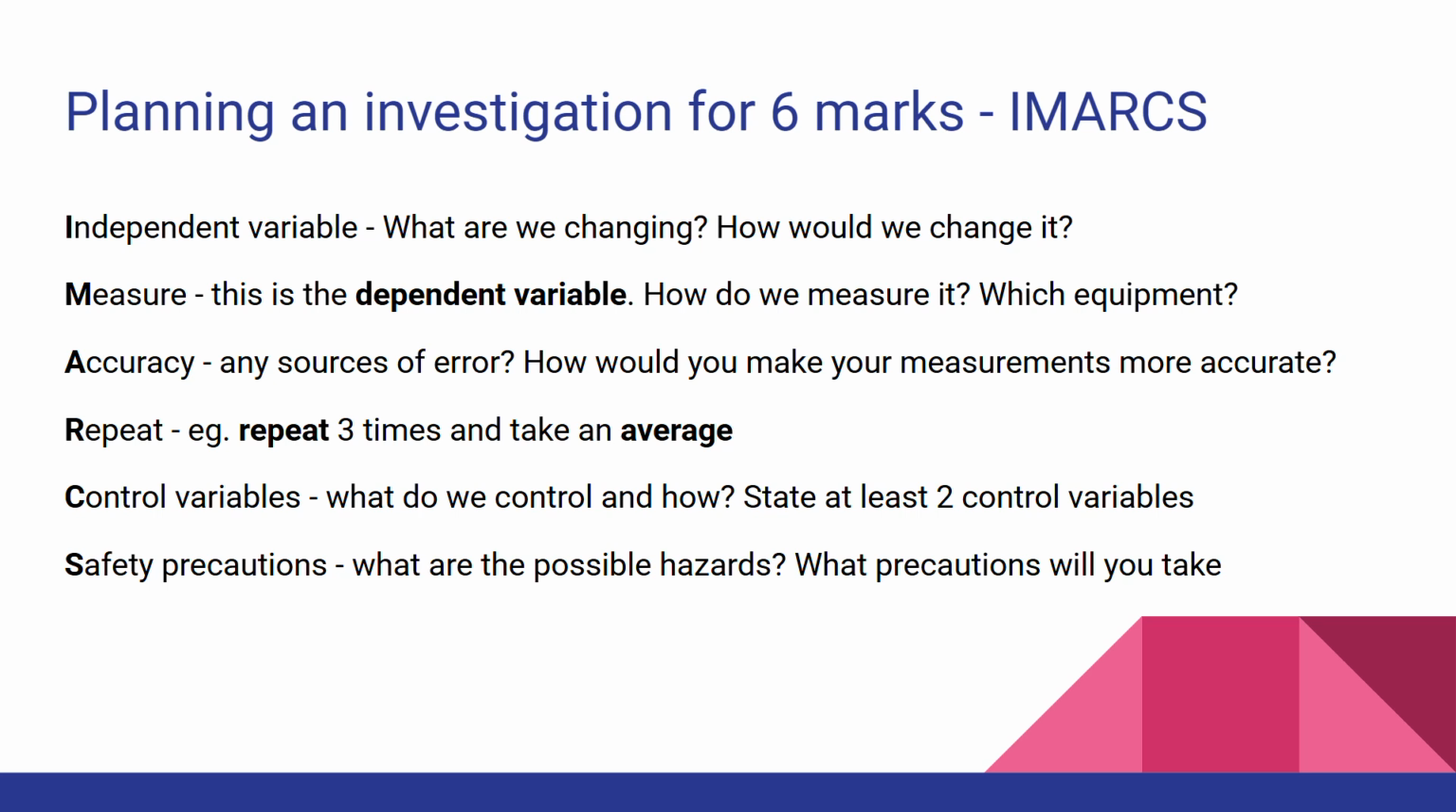C is for control variables. Which variables do we control and how? State at least 2 or 3. Don't just give one, give multiple. The S is for safety, so are there any hazards? What precaution will we take? Are we dealing with any volatile substances? Are we using any toxic substances? What precautions will we take to mitigate any hazards?